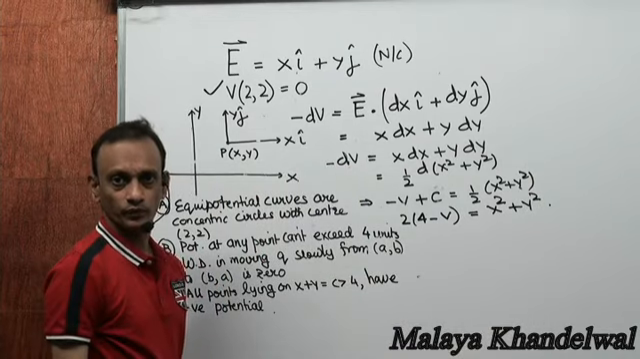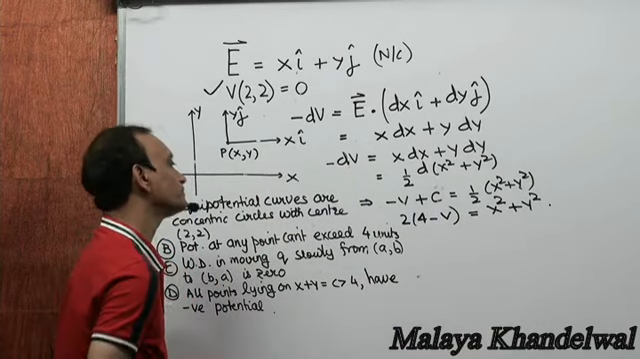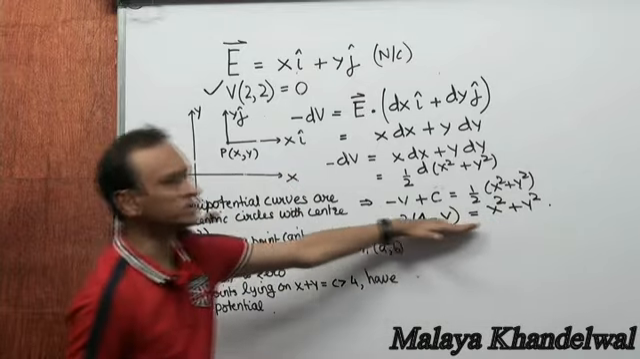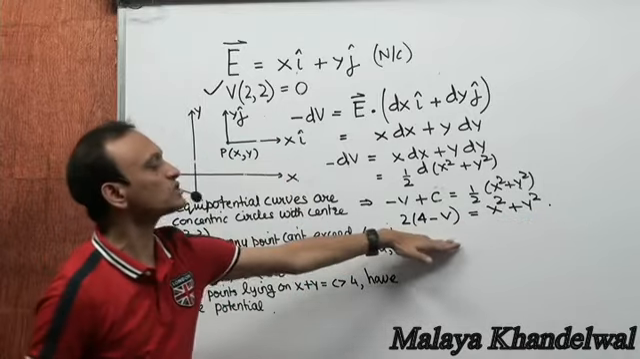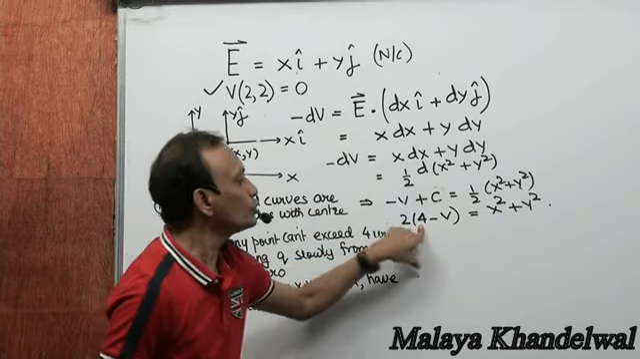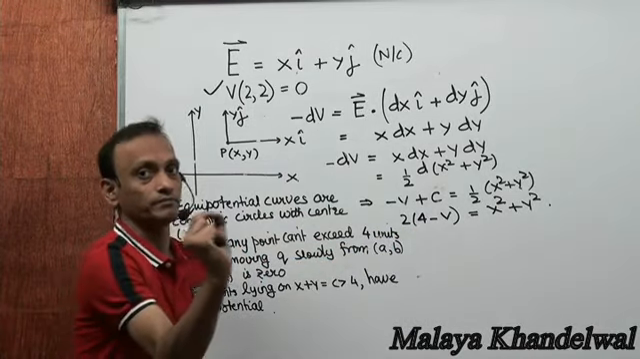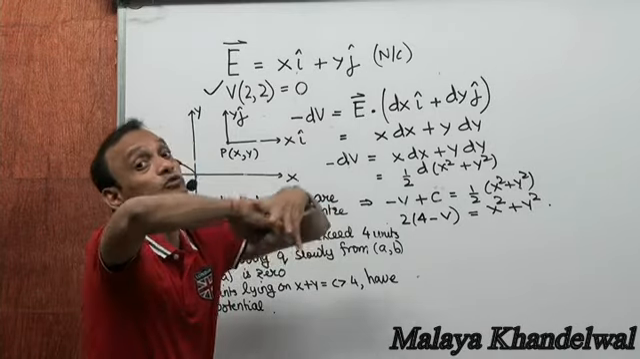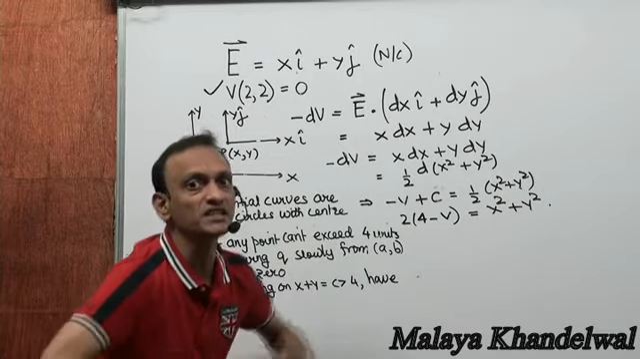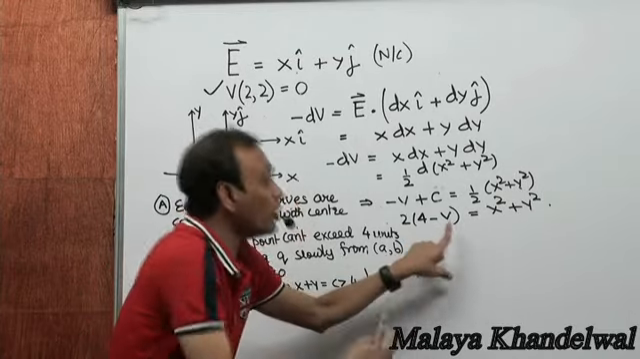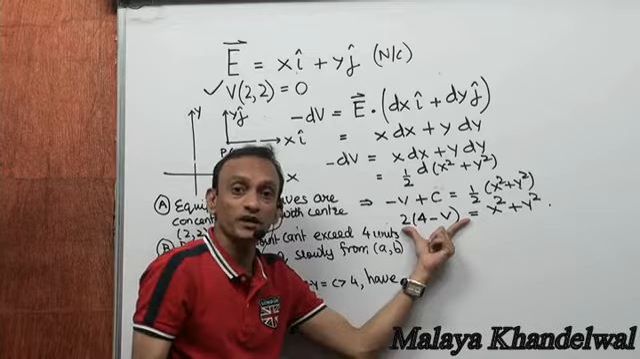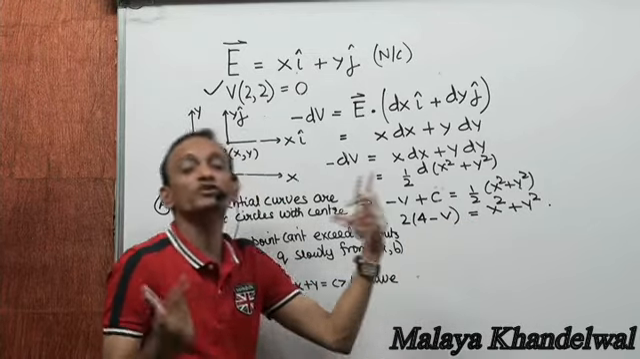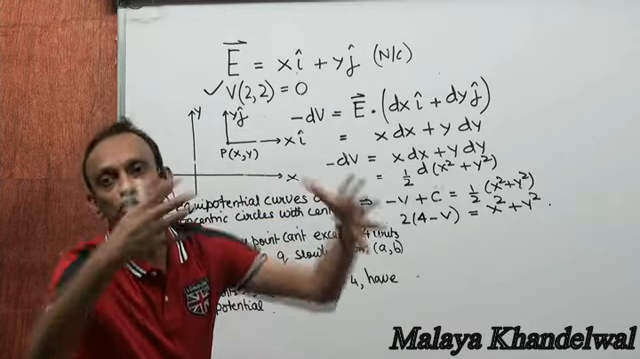Yes or no? Does it make sense to you? Now, what does this represent? x squared plus y squared equals 2 into 4 minus V, for a given V. When I talk of a given V, I'm talking of a set of points having the same potential, right? For a given V, the left hand side would be a constant, and x squared plus y squared equal to a constant would give me a circular regime.